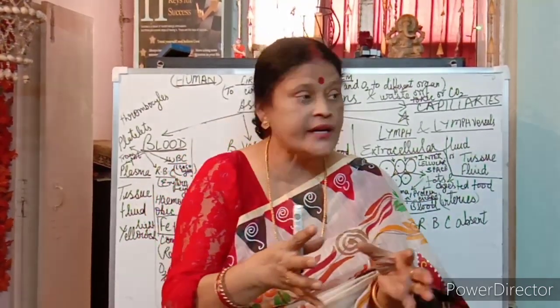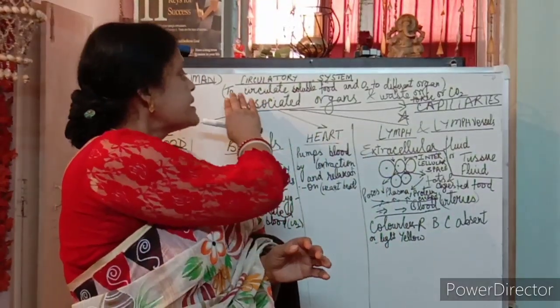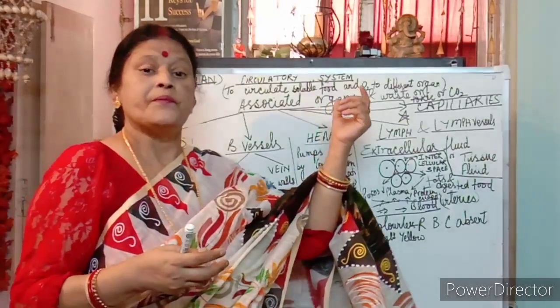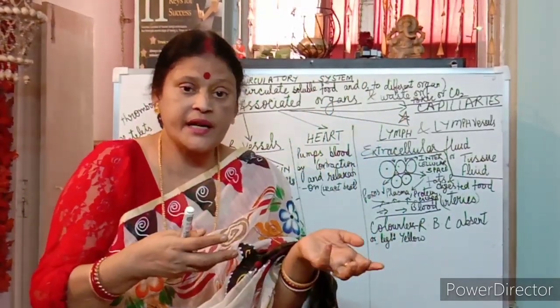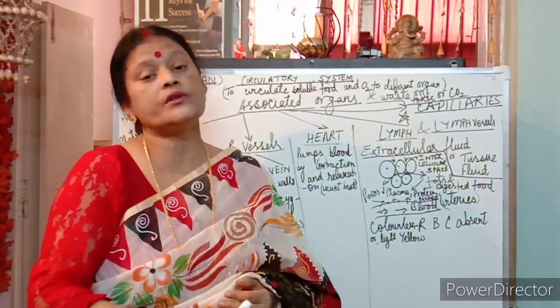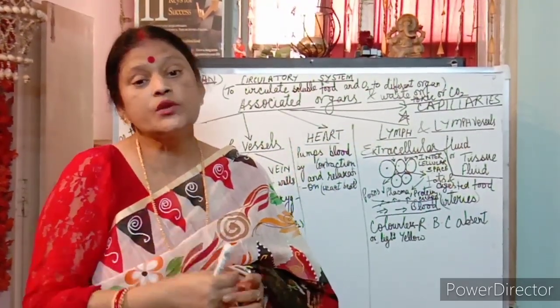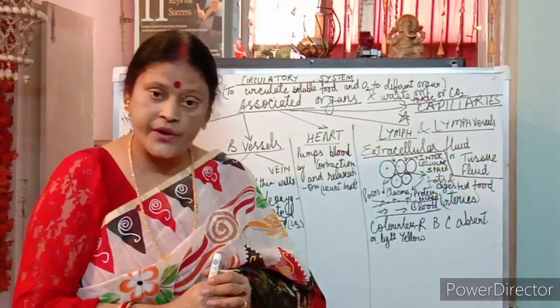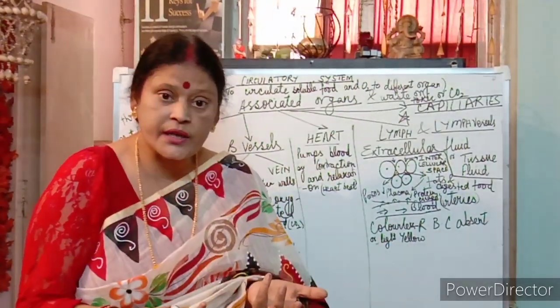Now, what is the circulatory system? It is circulating. What is it circulating? The soluble food, oxygen, waste material, or any toxic substance, carbon dioxide throughout the body. Then it is known as the circulatory system, which is circulating all these. Right? Now, how is it circulating?